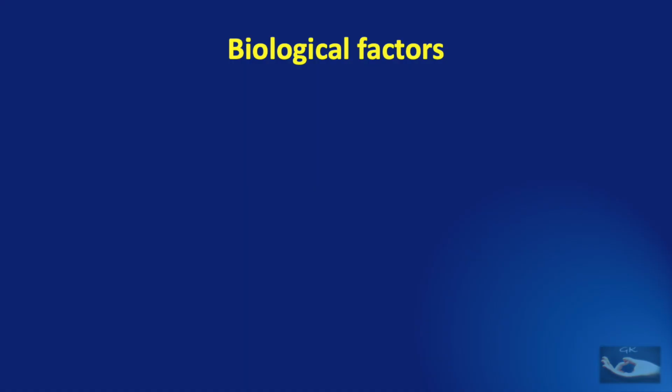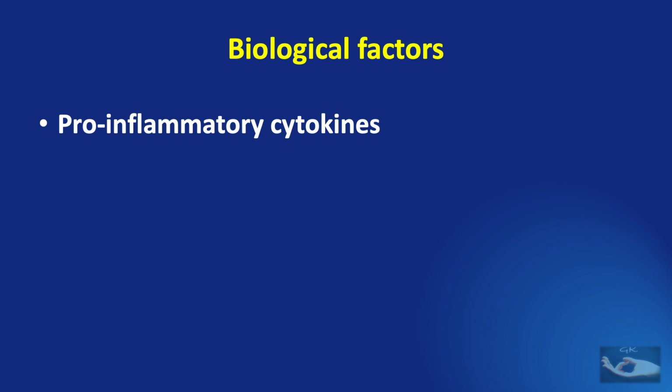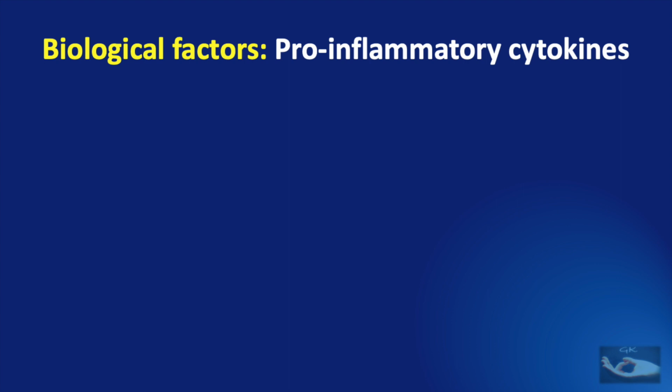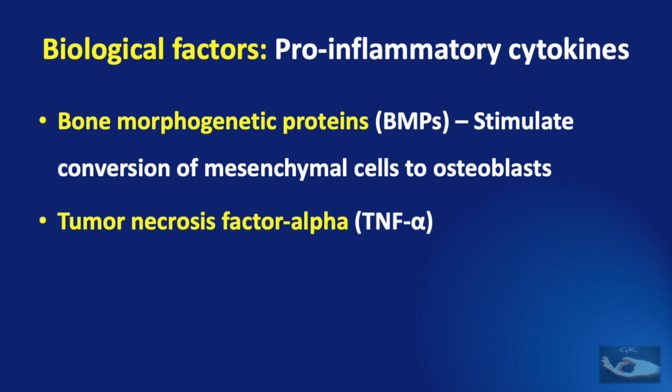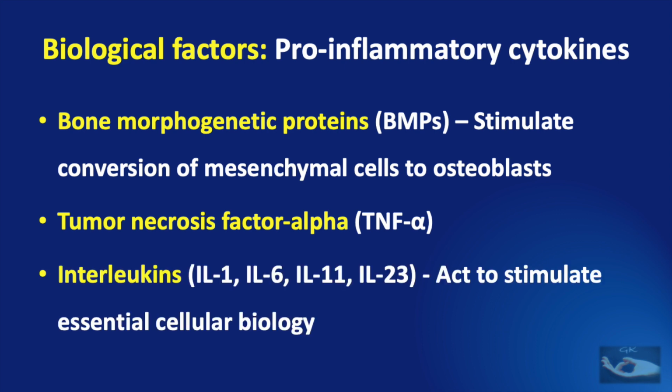Now we shall see the biological factors that have played important roles in this process of indirect bone healing. They are the pro-inflammatory cytokines, cells, and growth factors. There are many pro-inflammatory cytokines, but some of the important ones are the bone morphogenetic proteins or the BMPs, which stimulate conversion of mesenchymal cells to osteoblasts, tumor necrosis factor alpha, and the interleukins, interleukin 1, 6, 11, and 23, which act to stimulate essential cellular biology.